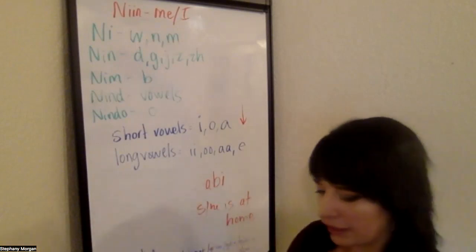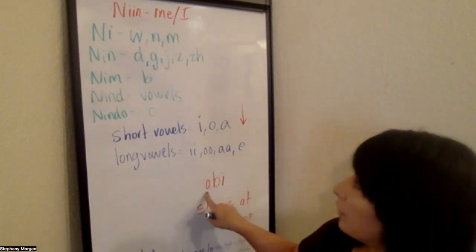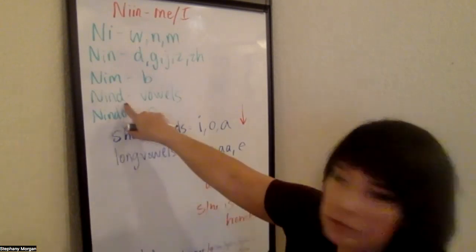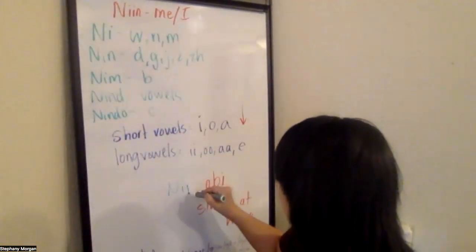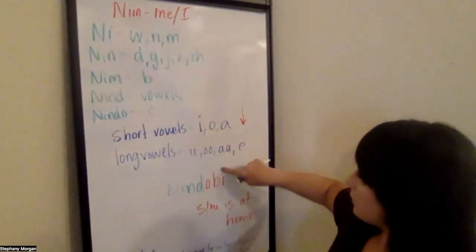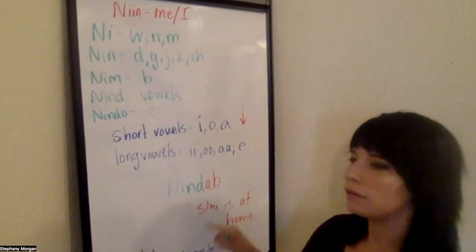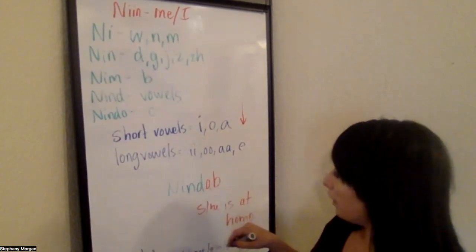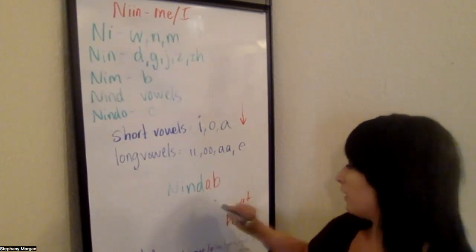So, she or he is at home. If I wanted to say I am at home, we got to look at what it starts with. It starts with a vowel. That means we use nind in front of it. Nind. And it ends with a short vowel, and that means that falls off. So now we have nindub. Nindub. And that makes it I am at home.